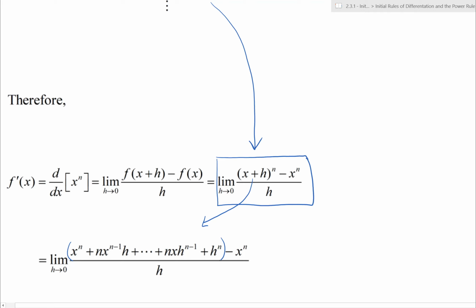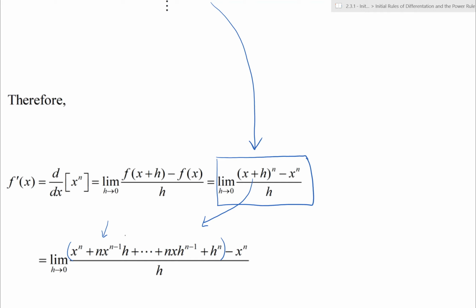So take note. The very first term is always that first term in the binomial, in this case x, raised to that n power. And then the next term is always going to be that coefficient n, which is the same as the power, and then we reduce the power of x here by 1, so n x to the n minus 1, and then we add in that h multiplied to it.